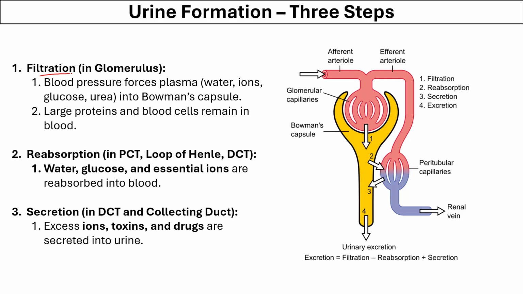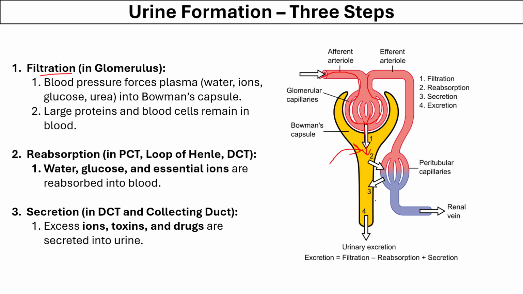First is filtration. The blood that is passing under high pressure through this capillary network is filtered, and the filtrate passes to the Bowman's capsule. So the idea is we are able to prevent the passage of large proteins and blood cells through this filtration process, and only the waste material and small molecules are passing in this filtration process.